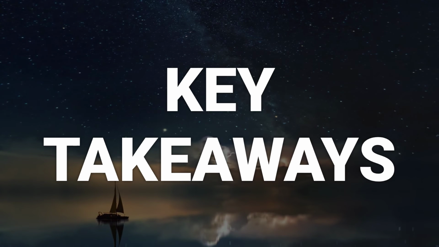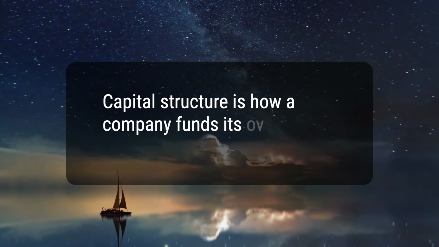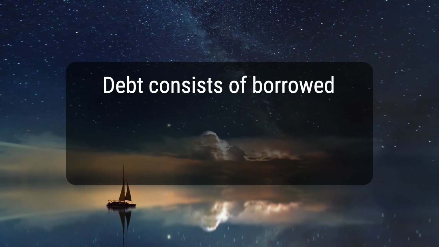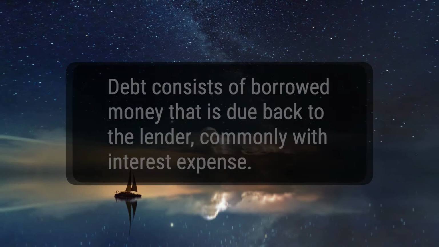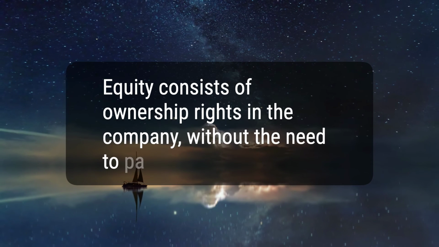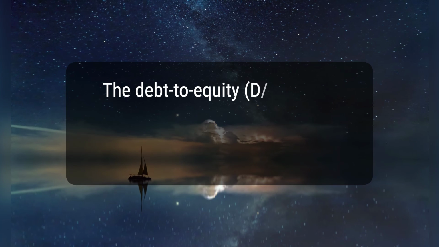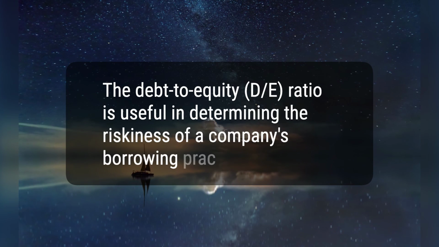Here are 4 key takeaways. 1. Capital structure is how a company funds its overall operations and growth. 2. Debt consists of borrowed money that is due back to the lender, commonly with interest expense. 3. Equity consists of ownership rights in the company, without the need to pay back any investment. 4. The debt-to-equity D/E ratio is useful in determining the riskiness of a company's borrowing practices.